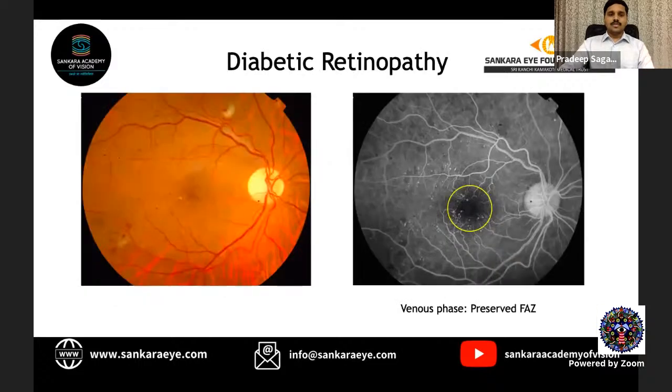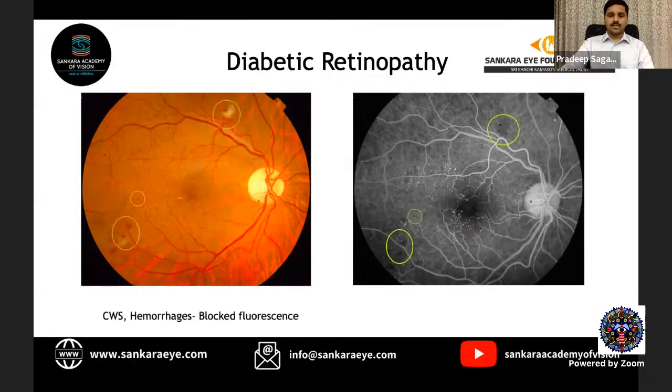So moving on to diabetic retinopathy. In this fundus photograph, we can see the presence of a few microaneurysms and a cotton wool spot, and this is the venous phase of the angiogram, where we can see that the foveal avascular zone is relatively preserved with the presence of a few dots of hyperfluorescence at the margin of the foveal avascular zone.